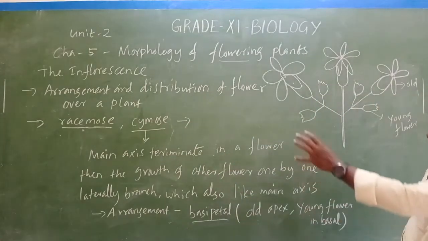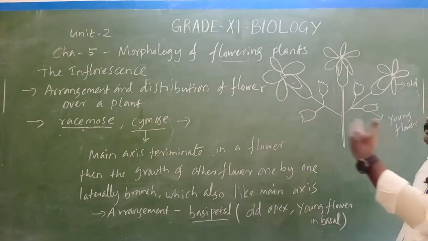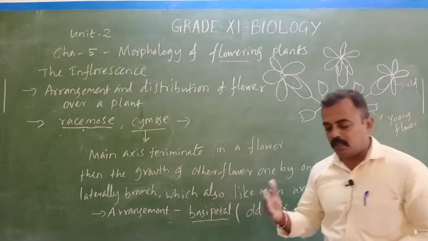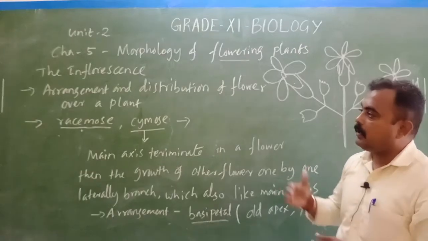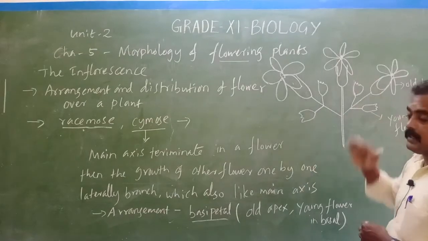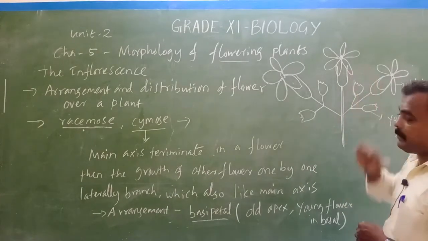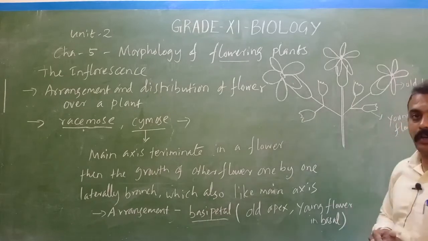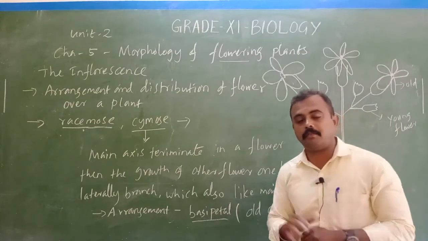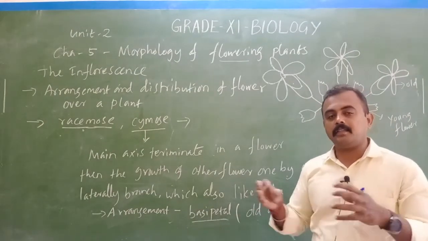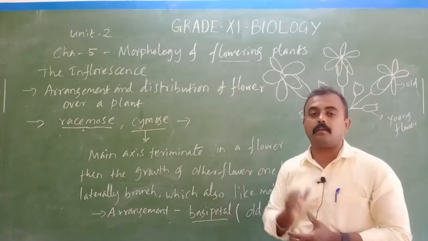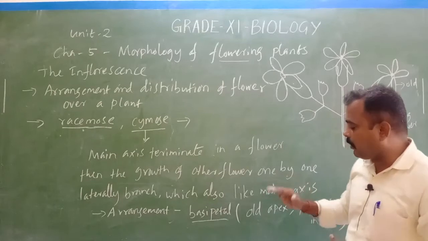Cymose inflorescence. Before this we completed one, the racemose inflorescence. In the racemose inflorescence, the main axis continues to grow, but here it is terminated. If it is terminated, the lateral branches are arranged, and that main axis also ends with a flower. But laterally the branches are coming, that is basal. Basal flowers are coming, single flowers. It is called basipetal.